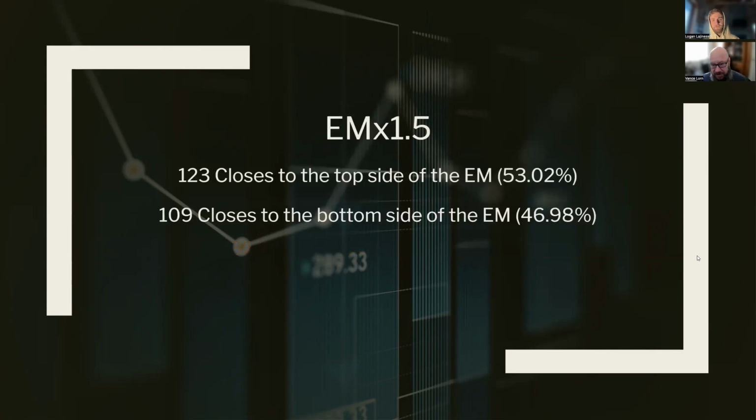So again, we're going to look at the top versus the bottom for this one. So this falls a little bit more in line. There were 123 closes to the top of the EM and 109 closes to the bottom side of the EM. So again, that gist is still upwards. If it's going to break, it's probably going to break to the top, less often to the bottom.